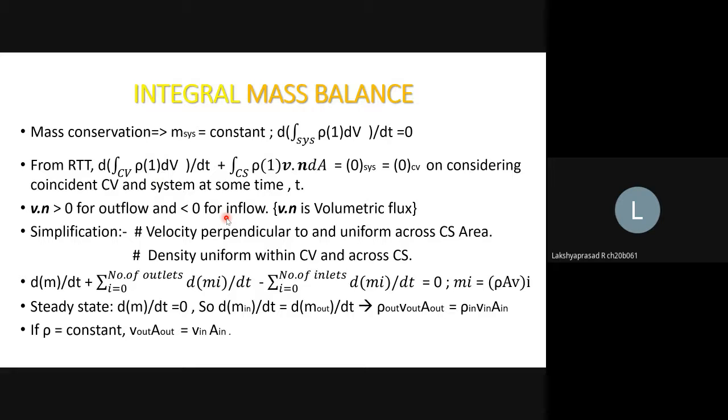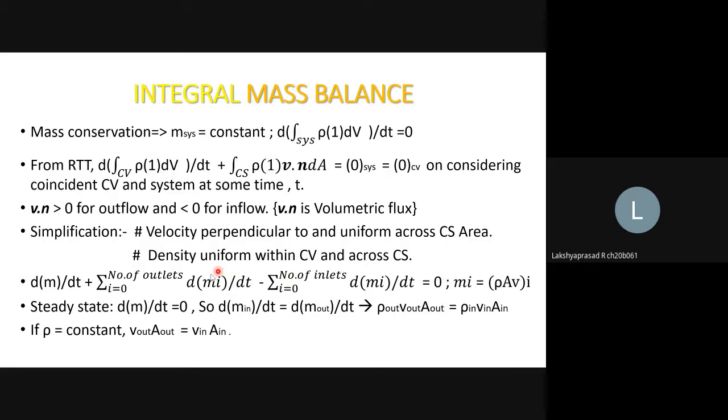We can carry out some simplifications. Let's assume velocity to be perpendicular to the control surface area and uniform in magnitude, and also density to be uniform within the control volume and across the control surface. In that case, we get this equation as shown, where m_i is equal to rho times A times v for that respective inlet or outlet.